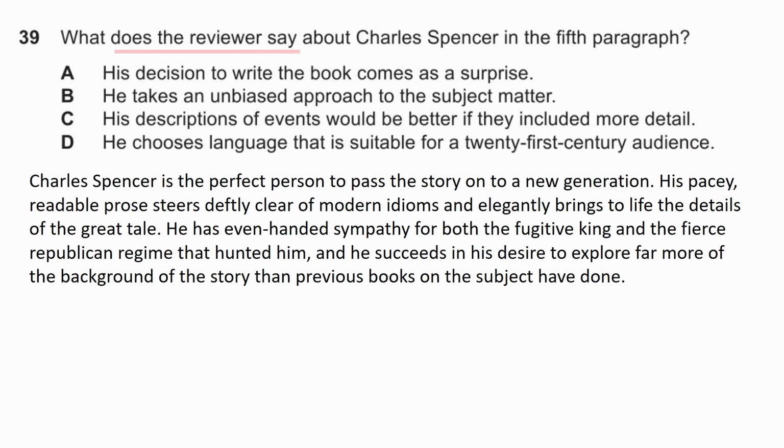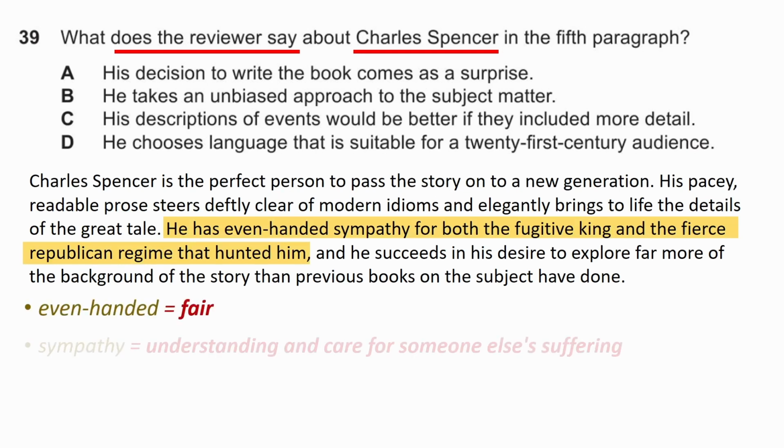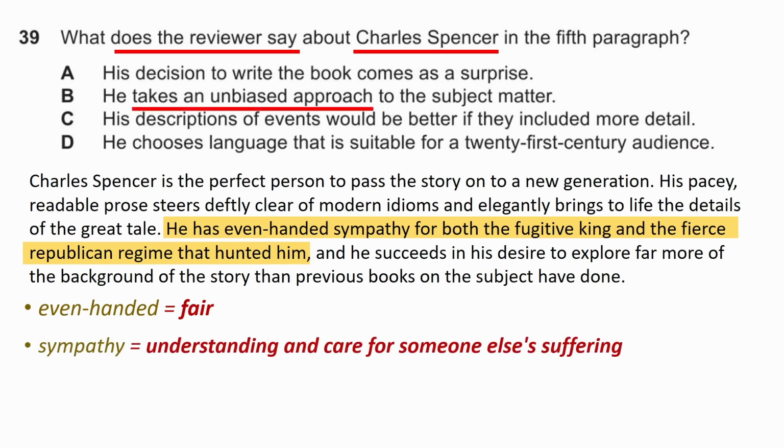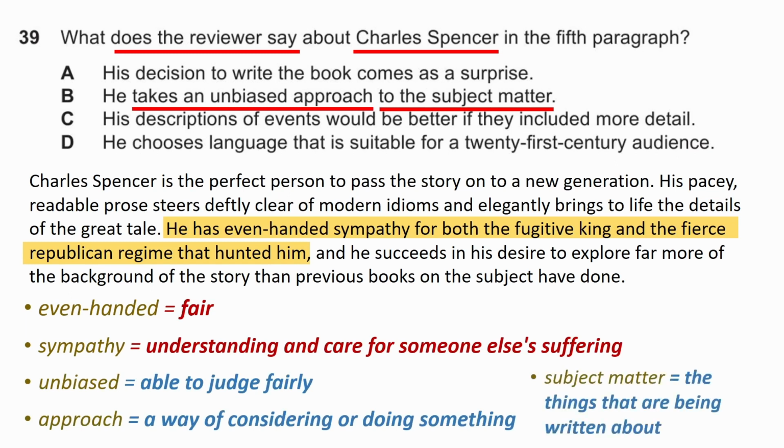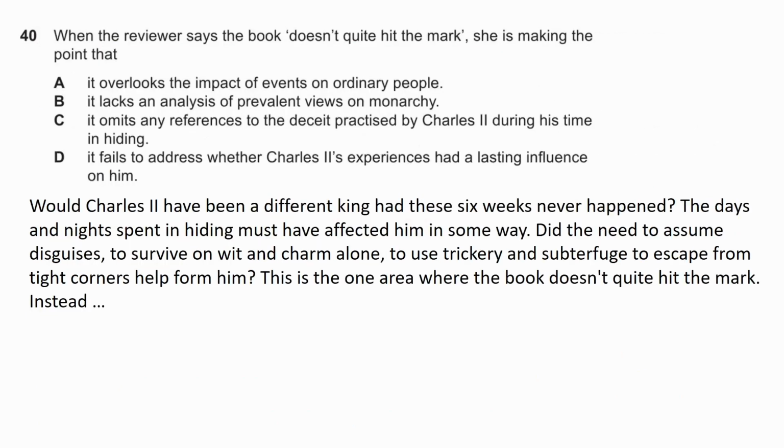Does the reviewer say? Charles Spencer, and fifth paragraph. He has even-handed sympathy for both the fugitive king and the fierce republican regime that haunted him. Even-handed, fair, sympathy, understanding and care for someone else's suffering. We have this meaning in option B. He takes an unbiased approach to the subject matter. Unbiased, able to judge fairly. Approach, a way of considering or doing something, and subject matter, the things that are being written about. And the last question, your turn.